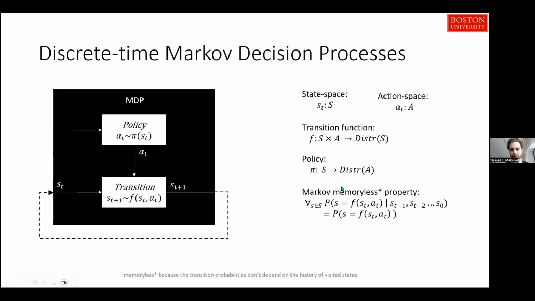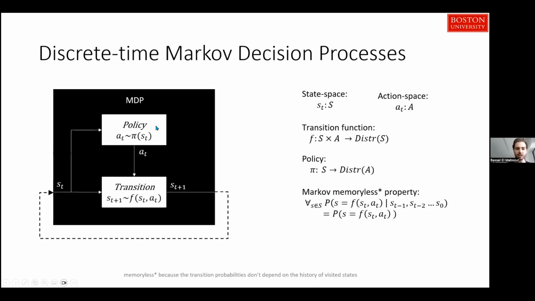There is this one key thing, which is the Markov memoryless property that makes it a Markov decision process, and it's that this function is a pure function. So given an exact state and an exact action, you will always produce the same distribution of states, independent of what states you've previously passed through.